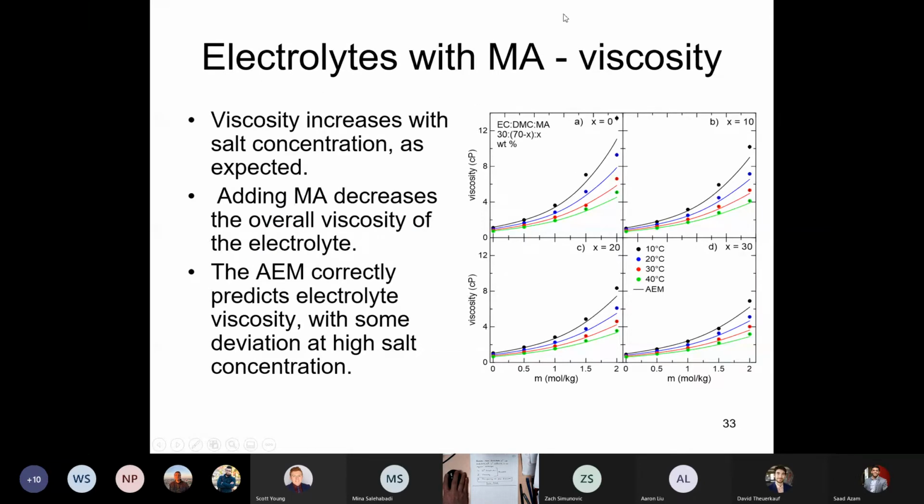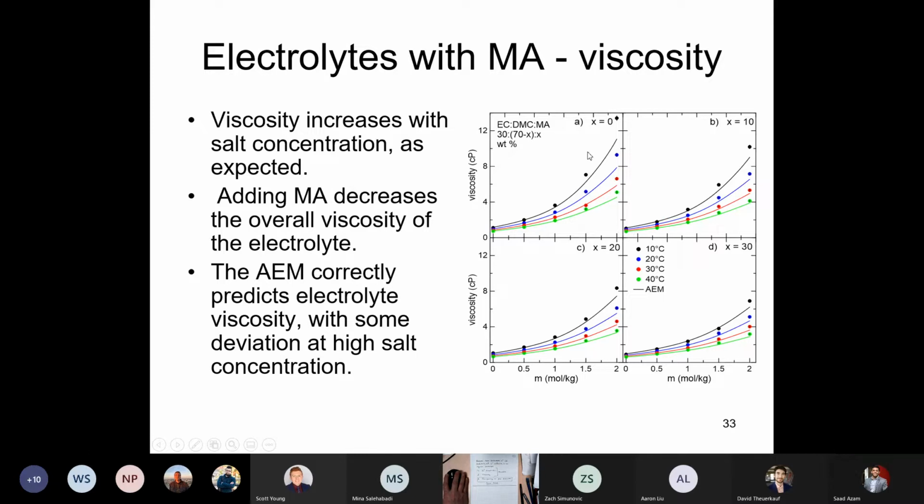Here's some exploration that Eric Logan did with methyl acetate, okay? What he's got going on here is mixtures of EC, DMC, and methyl acetate. The EC content is always 30%, and the methyl acetate content increases. No methyl acetate is X equals 0, then 10%, 20%, 30%, all right? And then he's plotted viscosity versus the molality of the LiPF6 solution. These are done at 4 different temperatures shown in the colors.